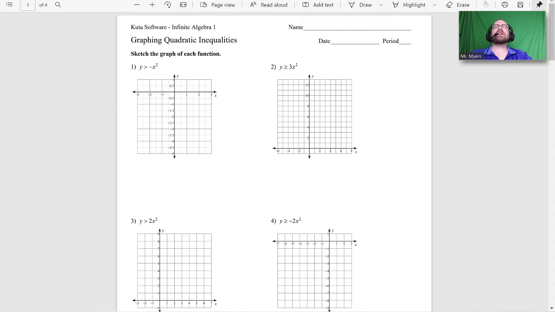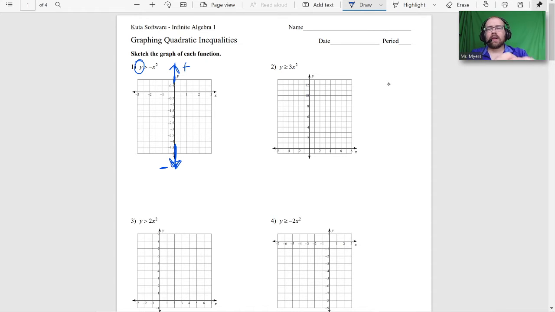This is graphing quadratic inequalities. We're going to sketch the graph of the function. So y right here, y is this axis, right? It goes up in the positive direction, and it goes down in the negative direction. X is the opposite, it goes left and right.